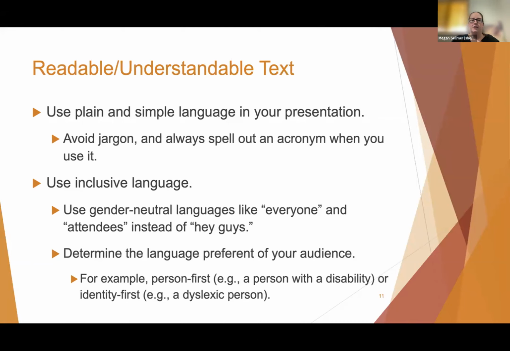Use inclusive language. So use everyone instead of hey guys. And then determine the language preference of your audience. So for example, when talking about disabilities, we and accessibility libraries use person first language, which emphasizes the person. So this would be like a person with a disability, instead of identity first language, which, for example, would be a dyslexic person. Everyone's preferences differ. So asking them what they prefer is really important, because everyone's different in their preferences. It's actually really interesting.